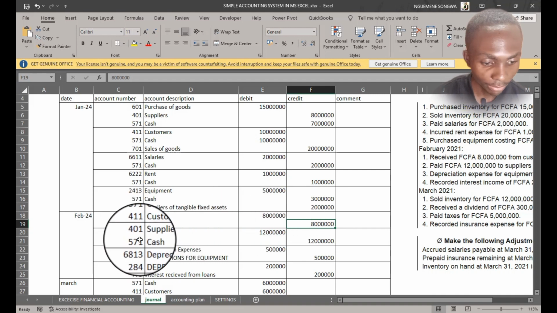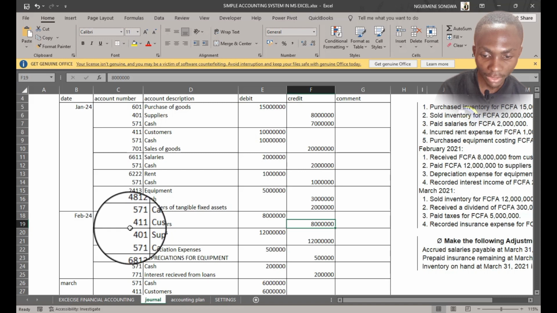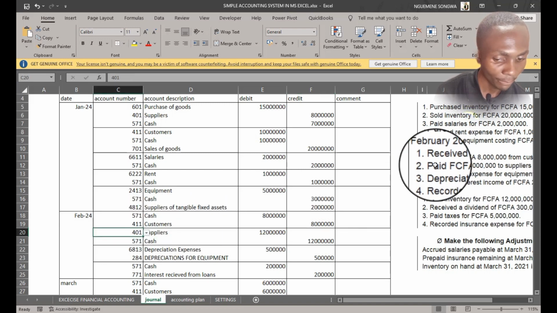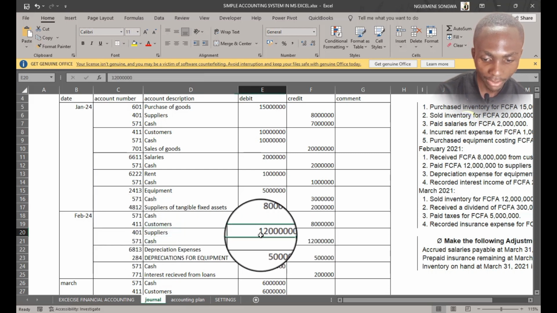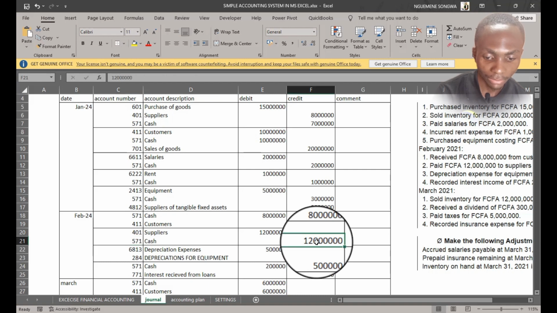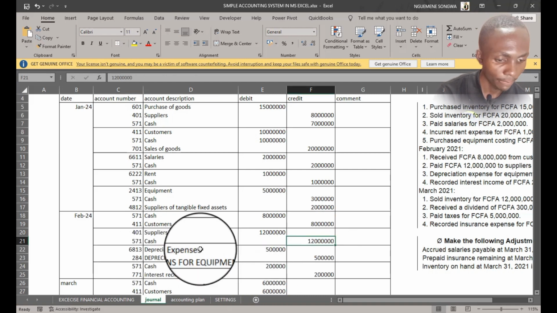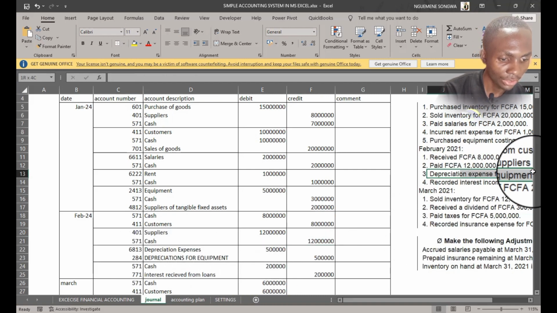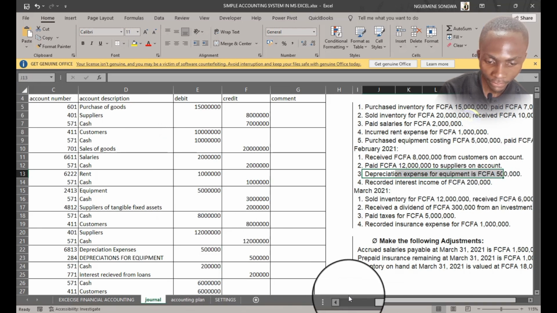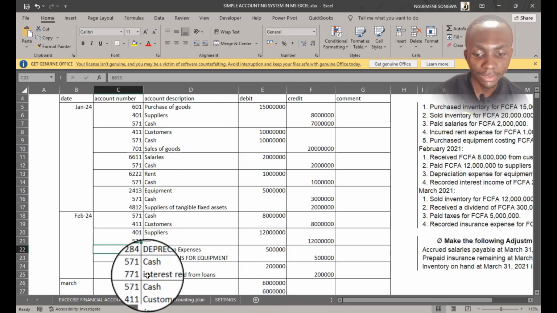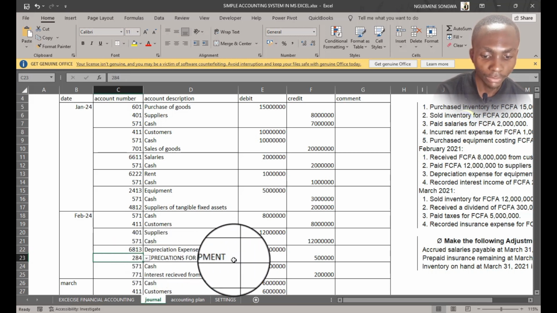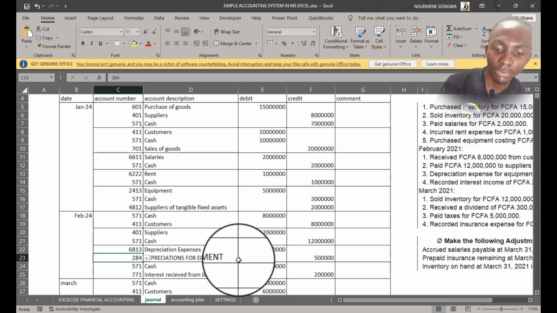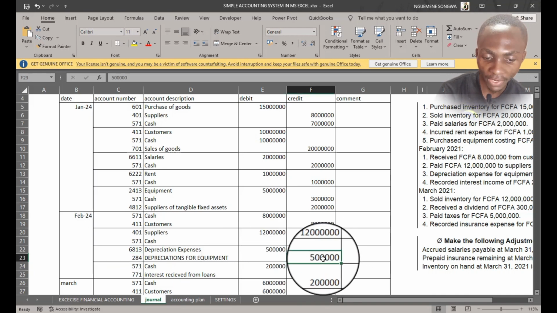and the general account number for suppliers, because here we are paying suppliers 12 million, the second transaction for February. So we will just debit the suppliers account against the credit of the cash account since we paid by cash. Next transaction, we had depreciation of equipment 500,000. So we will debit the expense on depreciation and credit the depreciation account for the equipment in question, all by 500,000.